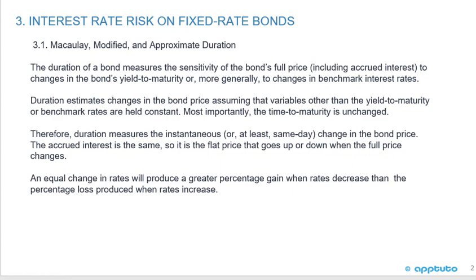Therefore, duration measures the instantaneous, or at least same-day change in the bond price. The accrued interest is the same, so it is the flat price that goes up or down when the full price changes. An equal change in rates will produce a greater percentage change when rates decrease than the percentage loss produced when rates increase.